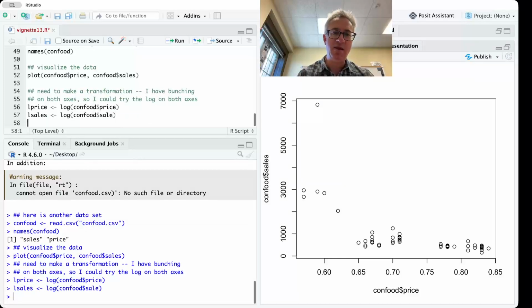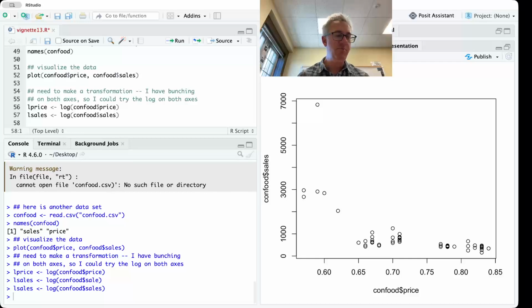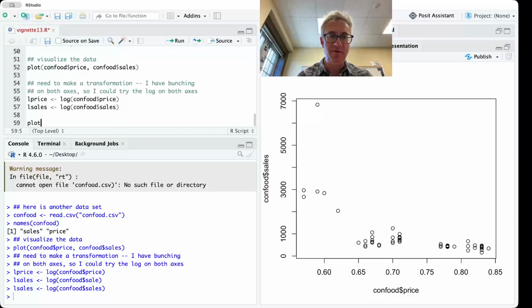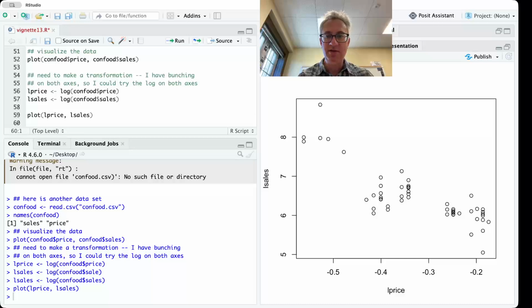This time I'm not adding it to the data frame. You can do it however you want it. And then I'm going to do an L fit. Well, let's visualize that. So plot L price, L sales. Okay, so that's what that looks like. Look how it's better. It's more plausibly linear.